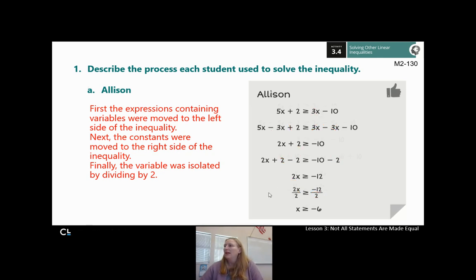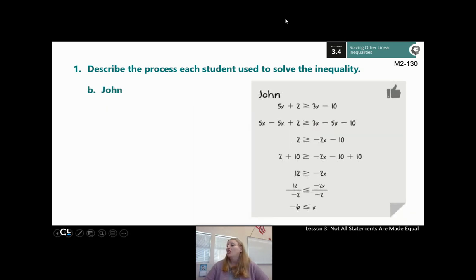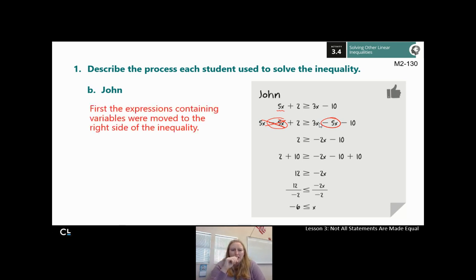All right. Let's talk about what John did. So John also went for x's because he had x's on both sides. The only thing is John chose to get rid of the 5x. Do you see that? Minus 5x, so that those would cancel out. 3x minus 5x is a negative 2x. So John also gathered together his variables. But the first thing John did is he took the expressions containing variables and moved them to the right side of the inequality. Allison moved them to the left, but John moved them to the right. And that's okay. We've said there are a lot of different ways of solving these.